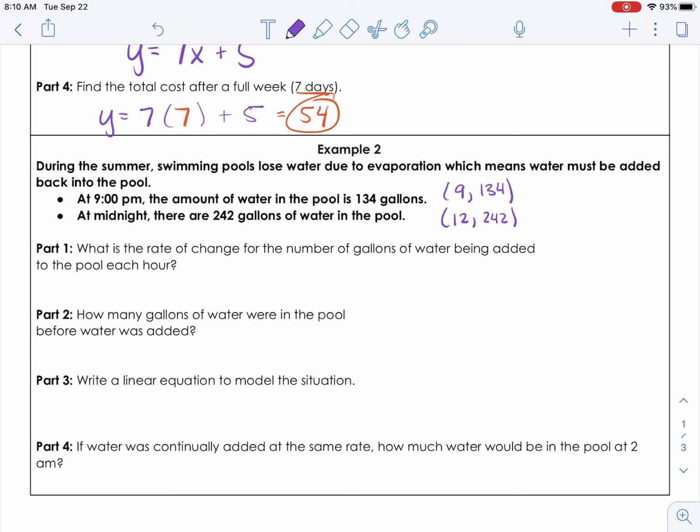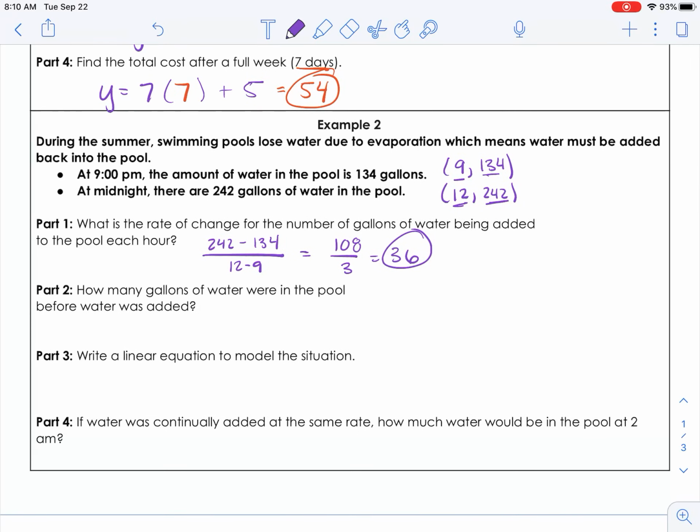So we want to find the rate of change for number of gallons of water being added. So again, we're going to find the change in y over change in x. So 242 minus 134, which we got right over here, those are our y's, divided by our change in x, which is 12 minus 9. So we're going to end up getting 108 over 3 equals 36. So our rate of change is 36. So we're adding 36 gallons of water each hour.